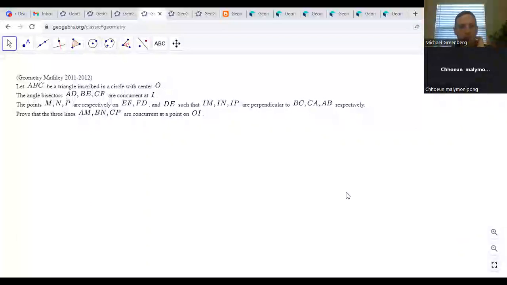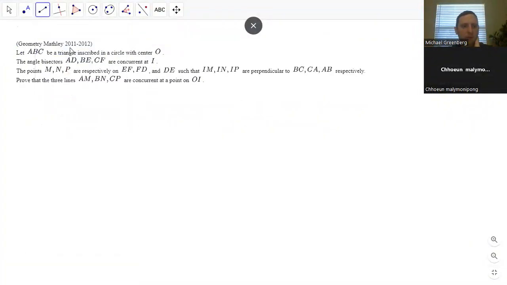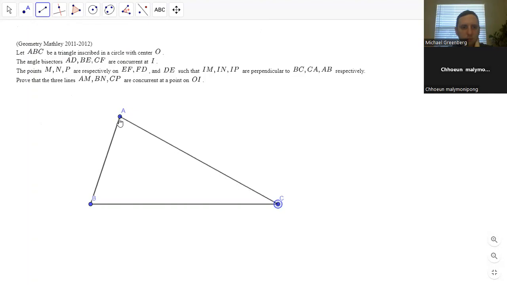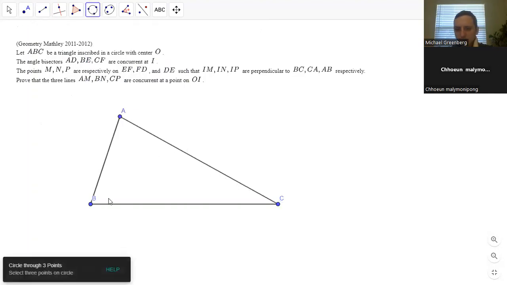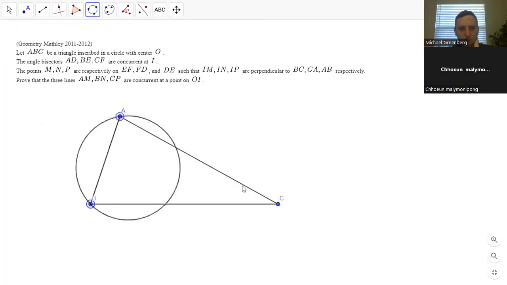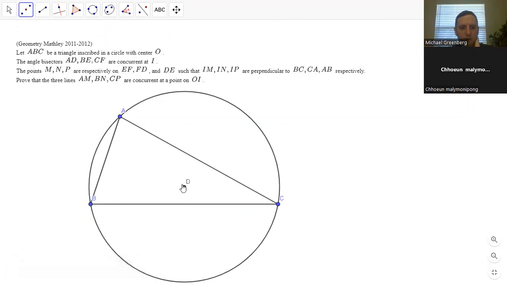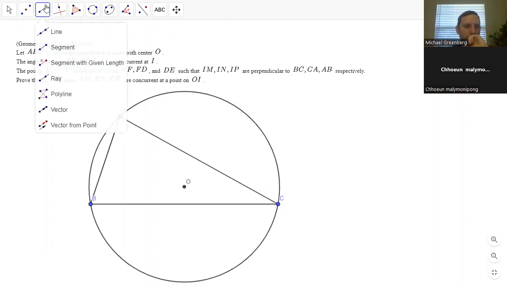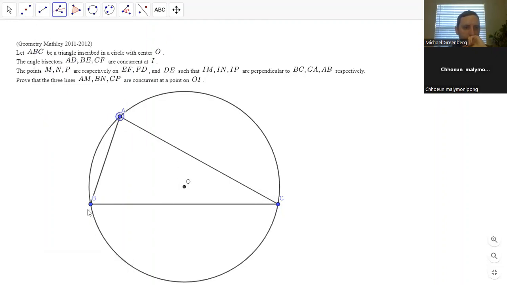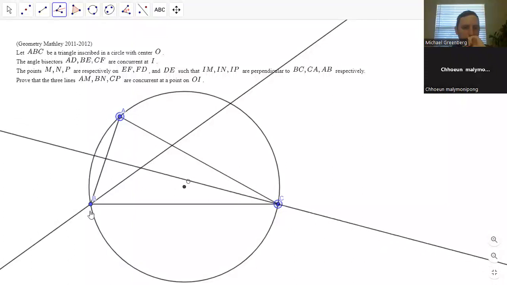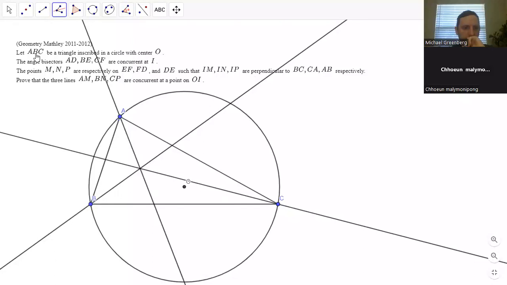Let's try this one. So you have a triangle with center O. And then we draw the angle bisectors, and they meet at I. So AD, BE, and CF.